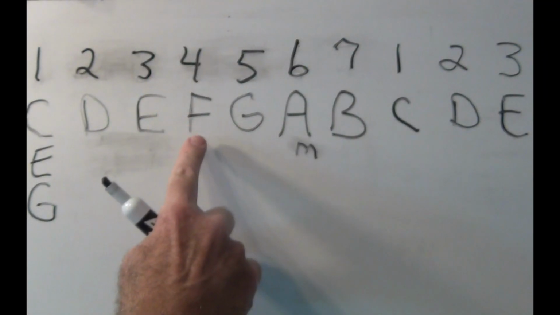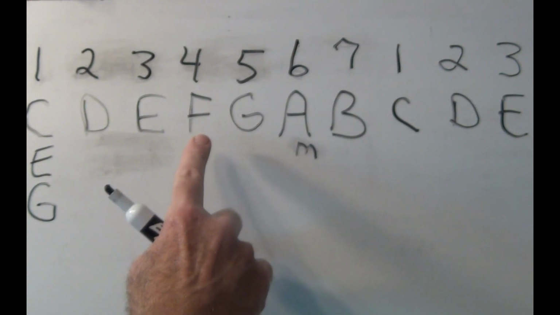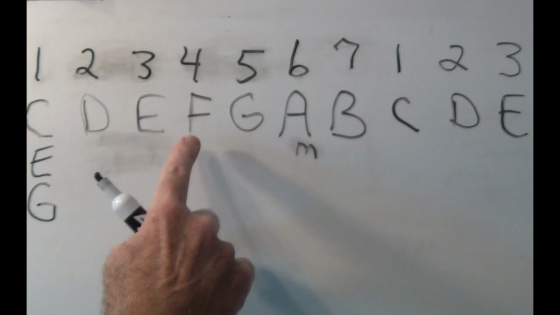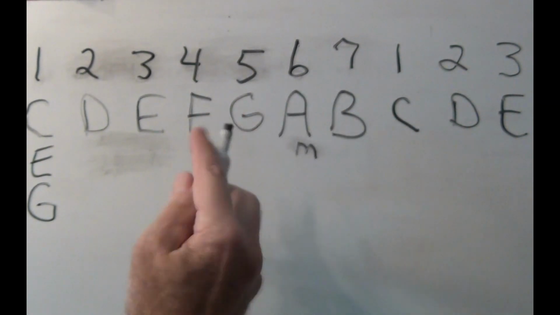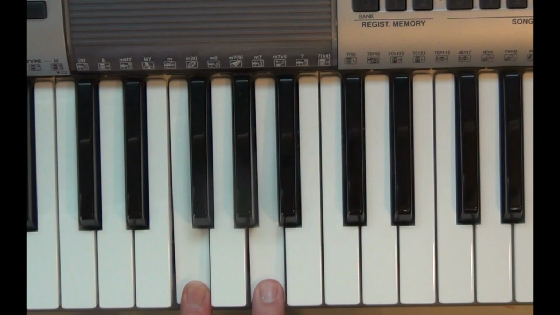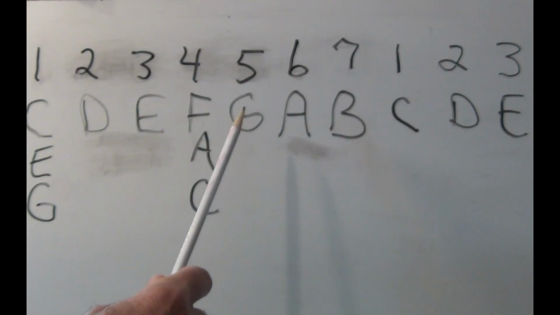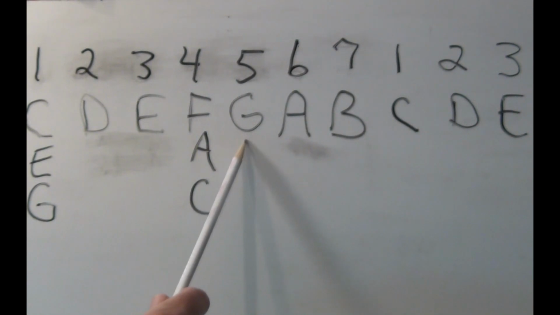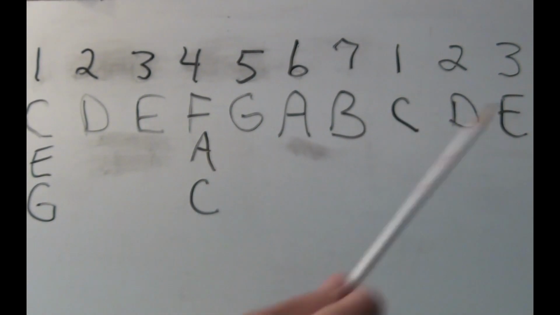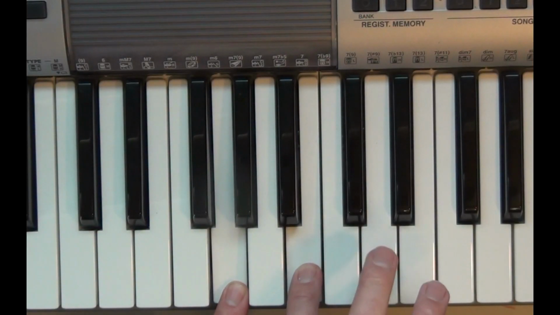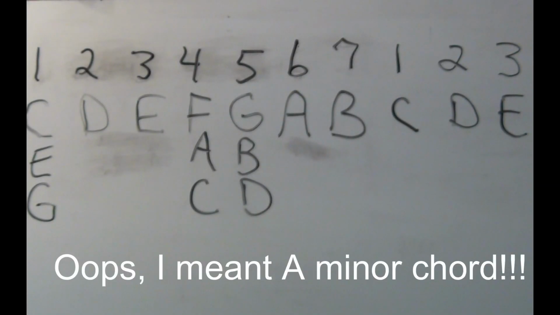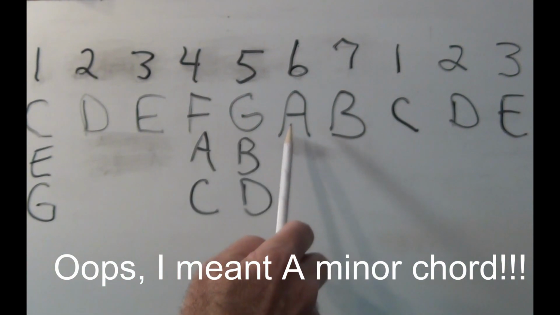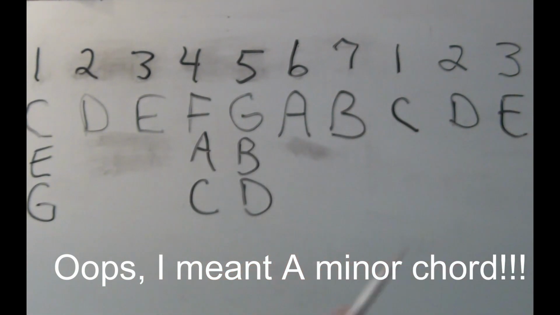Now if we move to the F and we looked at the 1st, 3rd, and 5th note from that point, it would be F, A, and C. If we started with the G note and did the 1st, 3rd, and 5th note from this starting point, it'd be G, B, and D. And to find our A chord, again we start on the A and we do the 1st, 3rd, and 5th note.